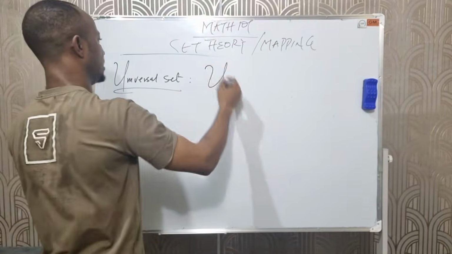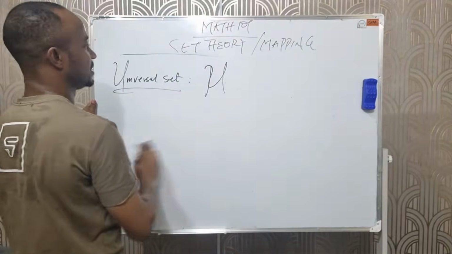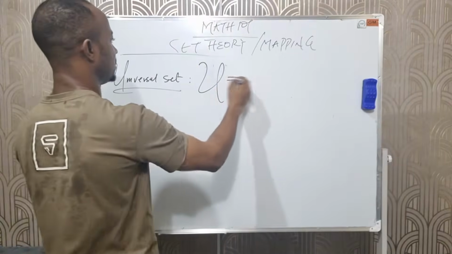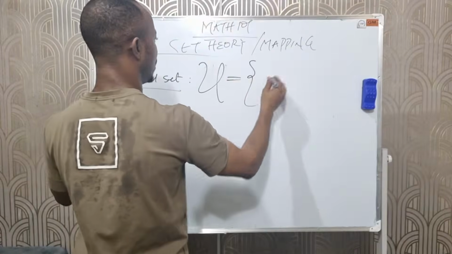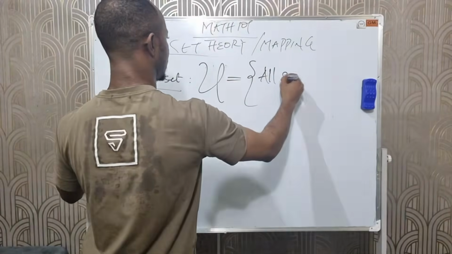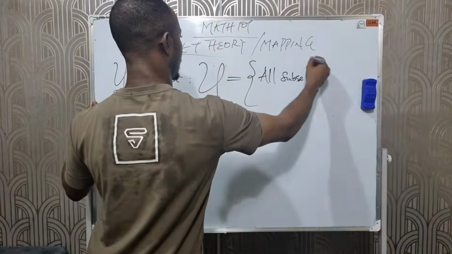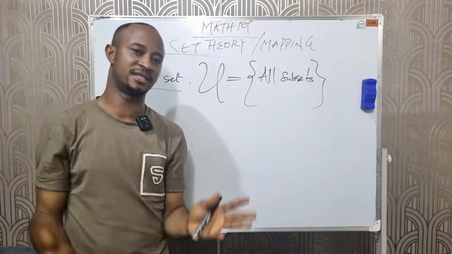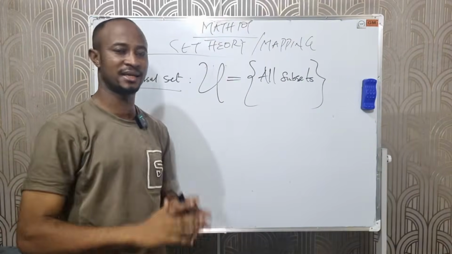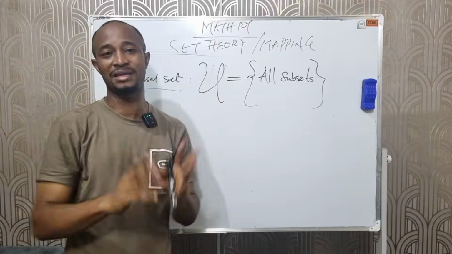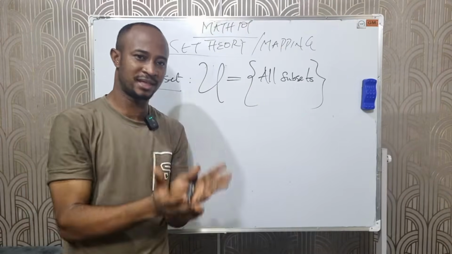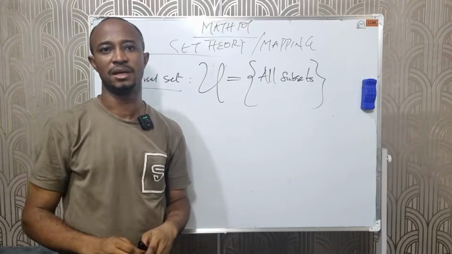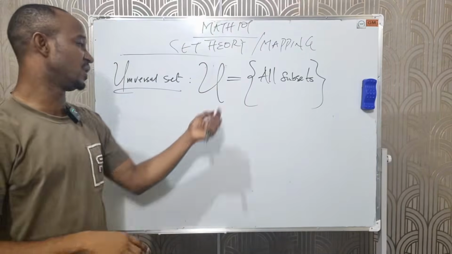The symbol for the universal set is most of the time given as a curved U. It is a set that contains all subsets, and that is why it's called a universal set. Like Nigeria is a universal set because in Nigeria we have other subsets like the other states. Parts of the general set are called subsets. So Nigeria is a good example of a universal set.